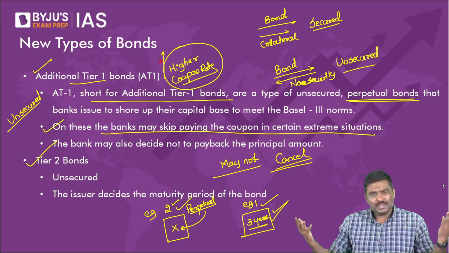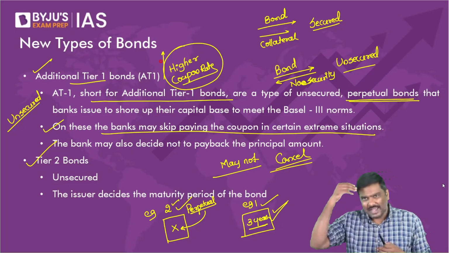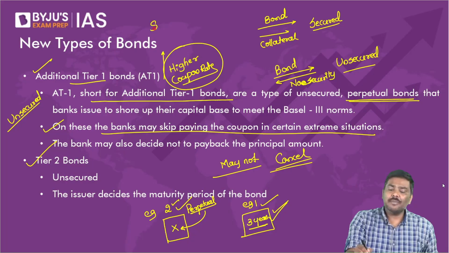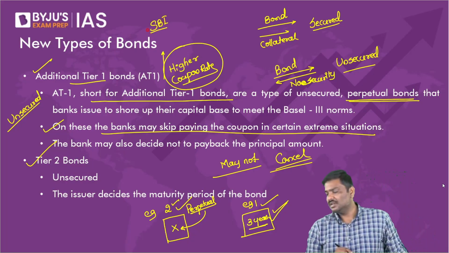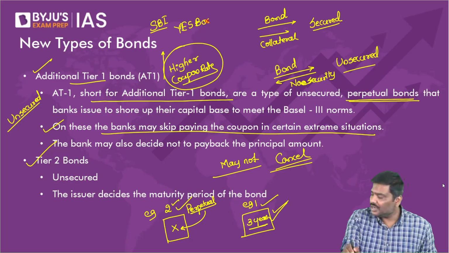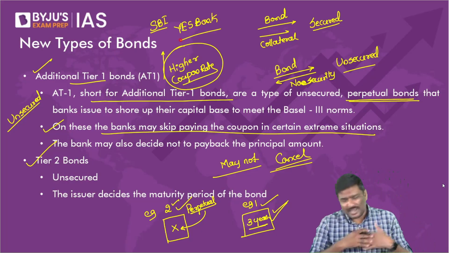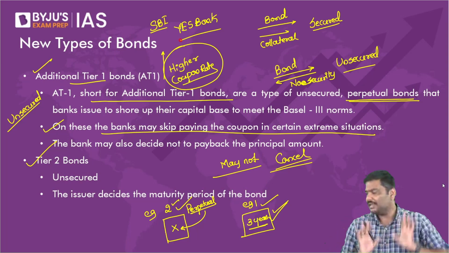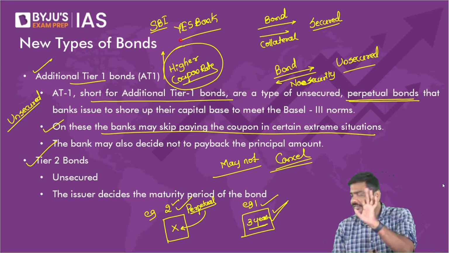I'll give you examples also. Please read newspapers. You people do not read newspapers. State Bank of India very recently has issued additional tier 1 bonds. Earlier, Yes Bank has issued additional tier 1 bonds. There are many banks in India which have issued additional tier 1 bonds and collected money. This is an AT1 bond.